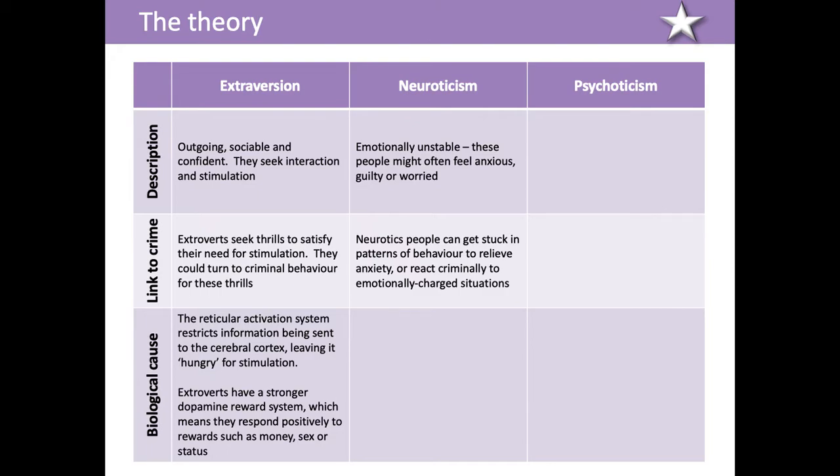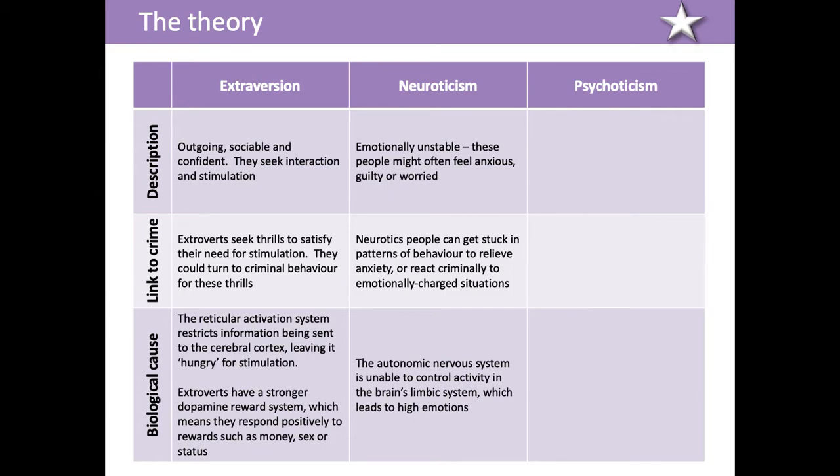So this can lead to crime for both of these behaviours. It might be that their crimes are helping them to relieve anxiety, or it might be that they're reacting to emotionally charged situations. Now, the reason that people find themselves with this personality trait is that the autonomic nervous system is unable to control activity in the brain's limbic system, which leads to high emotions.